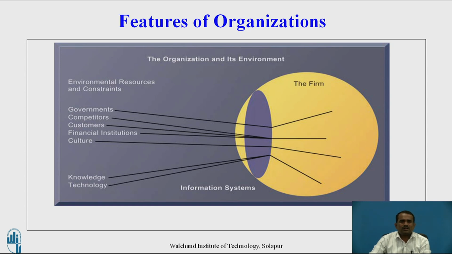This is just a diagrammatic representation of the organization's environment. Here the organization and its environment are there, and the firm is there. How is it directly linked to the information system? Here environmental resources and constraints are there. It may be the government, competitors, customers, financial institutions, culture, and knowledge or technology, which are directly related to the firm. So this is how the organization's environment can look.